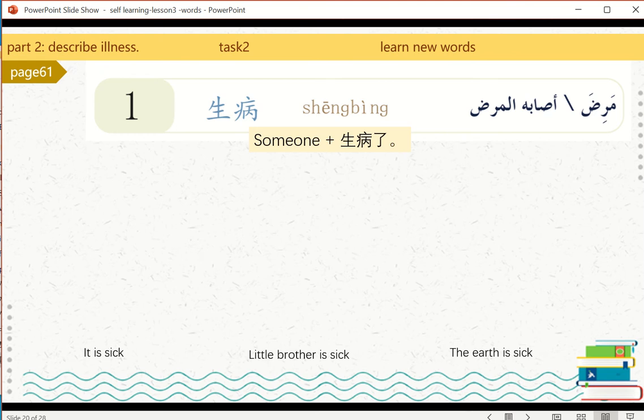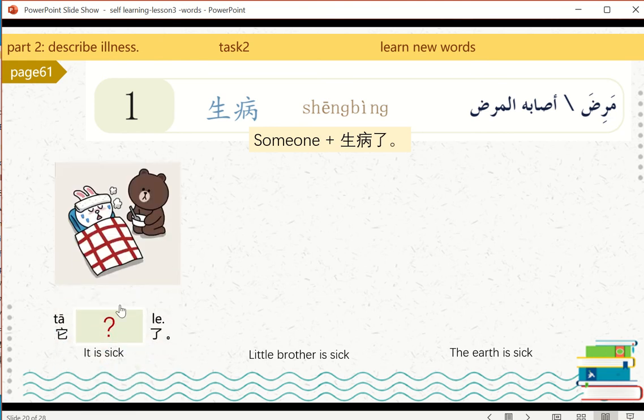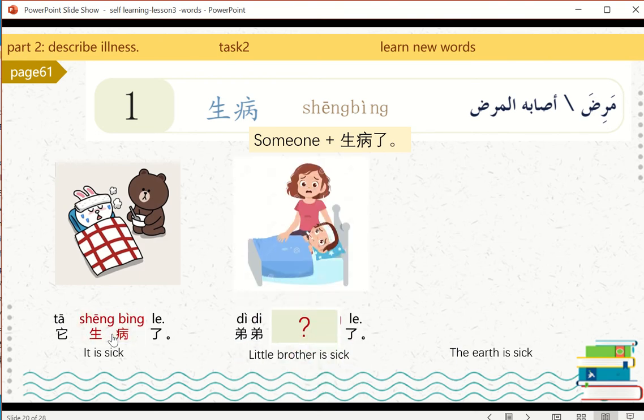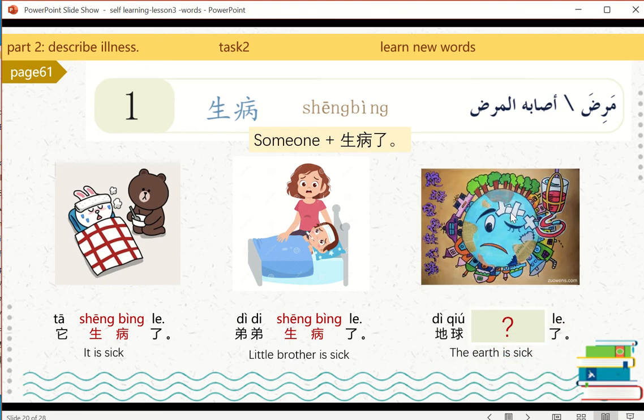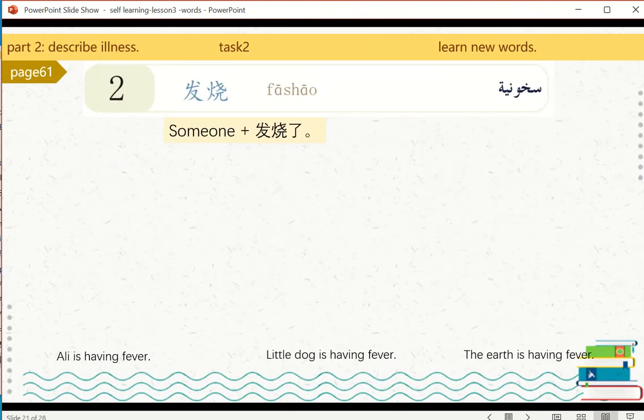好，下一个是生病，生病, being sick, get sick. Someone 生病了, this is how we say someone is sick, someone gets sick. 生病，他生病了。弟弟生病了。这是 Earth 地球，地球生病了。Somebody 生病了, someone gets sick, someone is sick. And this is how we use it in the sentence. 好，生病, that's the second.